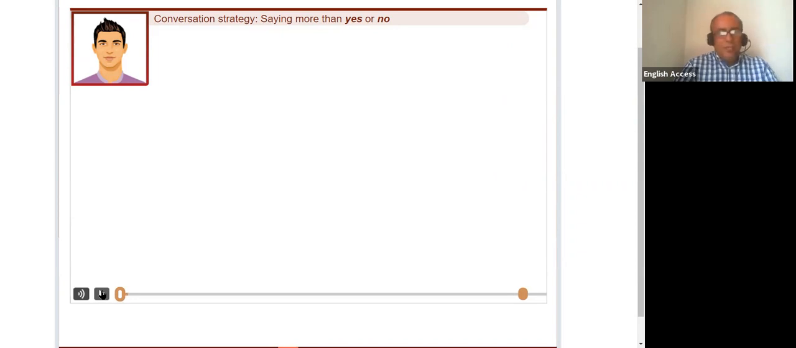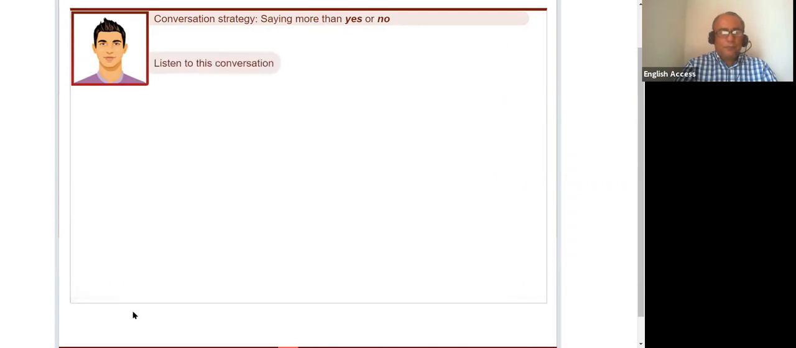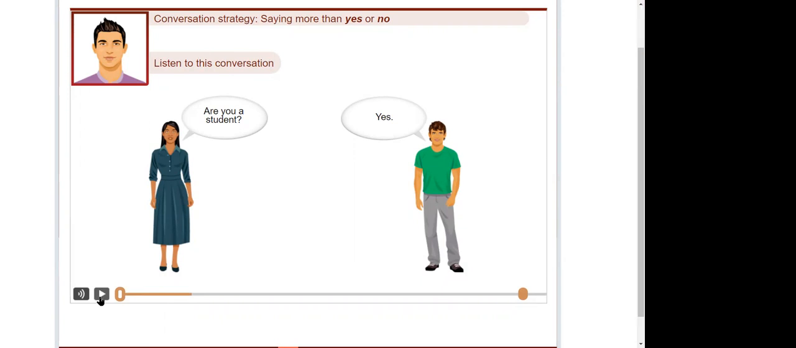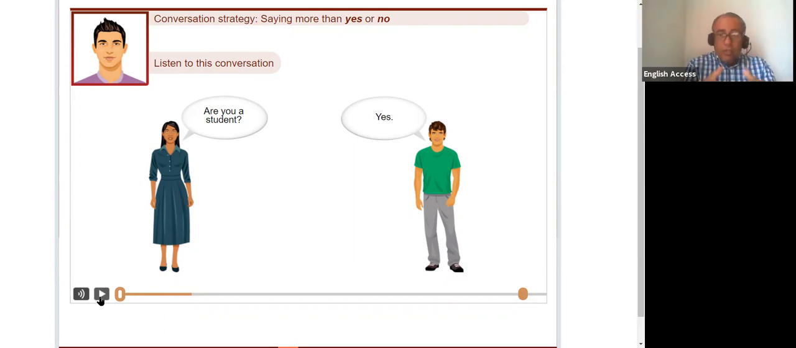Let's listen to this conversation strategy. Saying more than yes or no. Listen to this conversation. Are you a student? Yes. Is he saying more? Is this correct? Well, Fatima, yes, is correct. But we are going to sound more friendly. Next question. Do you live around here? No. Is this correct? Yes. It's an answer. But to sound more friendly, you give more information. Saying just yes or no is not very friendly.